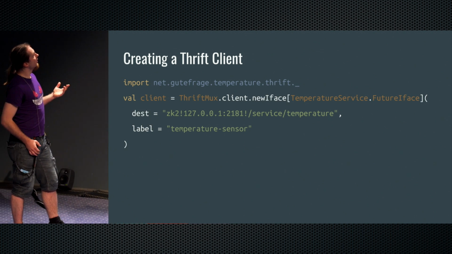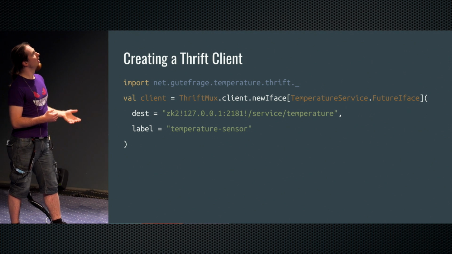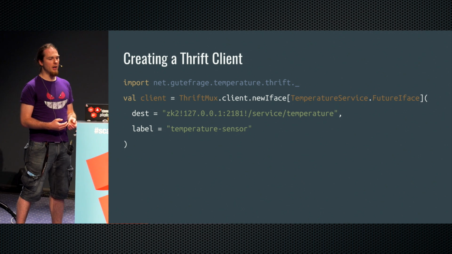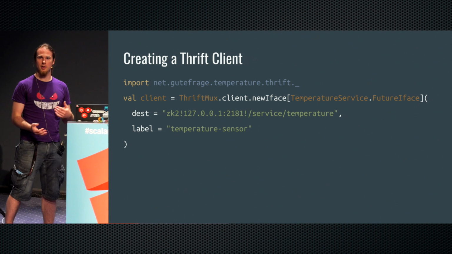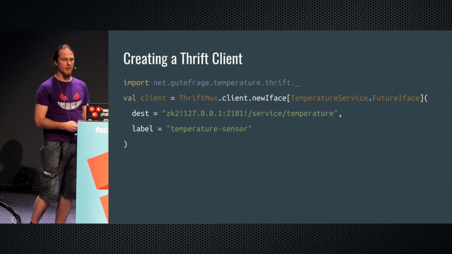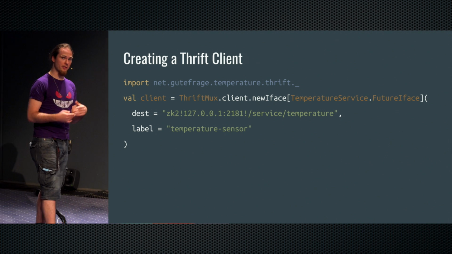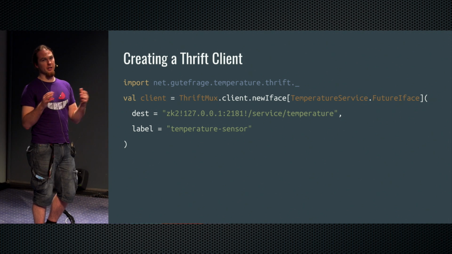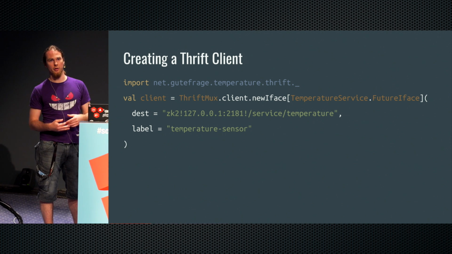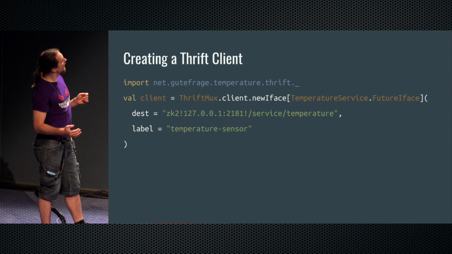So you create a client, again, by specifying the protocol you want to use, in this case, Thrift MUX. But now we don't want to spawn a server, but a client. So we say .client. And then we want to specify the interface, so the remote procedure interface we want to call. And this is our TemperatureService FutureIface. And we don't specify a name this time, but a destination where the client should look to resolve this service. And as you can see, it's almost the same as before.